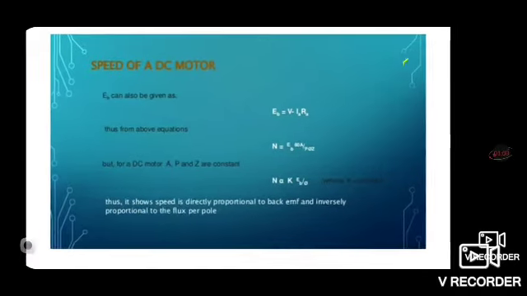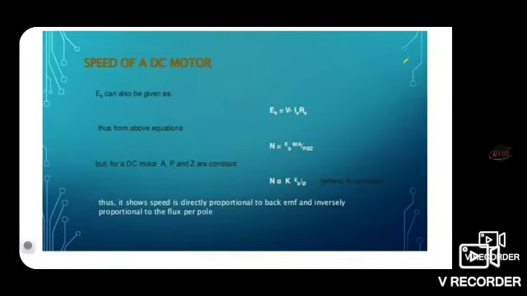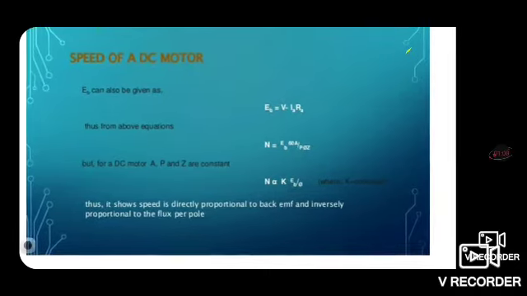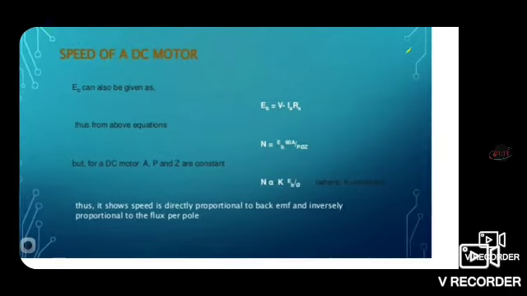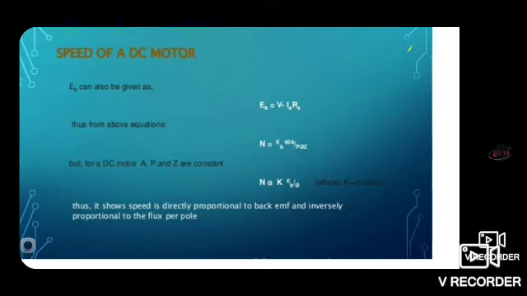Then speed of a DC motor. EB can also be given from the terminal voltage as EB equal to V minus IA RA. Thus, from the above equations, N is written as N equal to EB 60A divided by P phi Z.